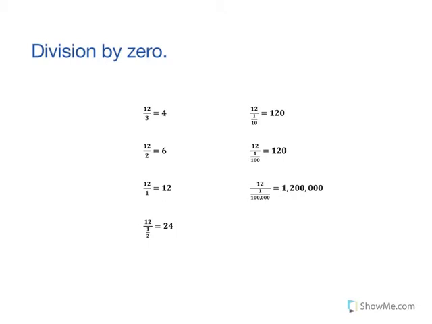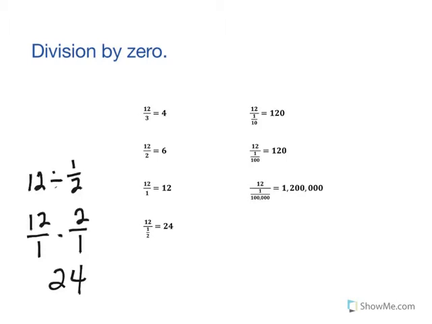You can see that these are all correct. 12 divided by 3 is 4. 12 divided by 2 is 6. 12 divided by 1 is 12. 12 divided by 1/2, we may have to do a review on that one. 12 divided by 1/2 is the same thing as 12 over 1 times 2 over 1, which is 24. Remember, when you divide by a fraction: keep, change, flip. Keep the first number, change division to multiplication, and then flip the divisor, the second number.